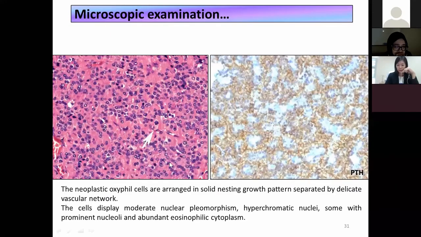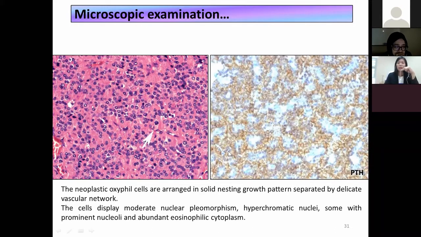So in higher magnification, you can appreciate that the neoplastic cells are relatively enlarged, showing solid nesting patterns, separated by a delicate vascular network. Mitosis is actually seen, as shown by the arrows.